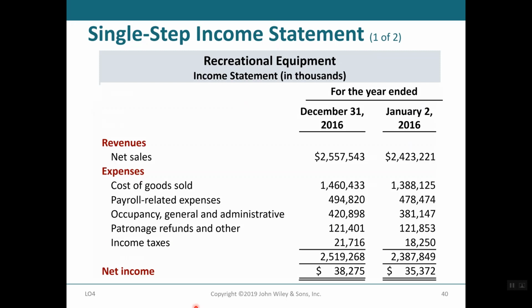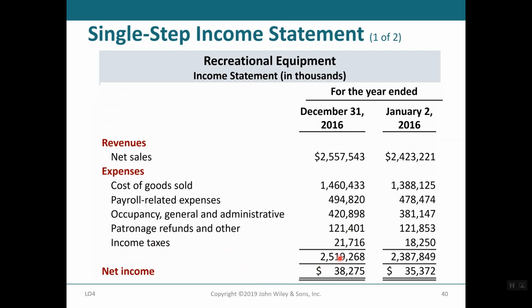All right, so this is an example of a single step. We have our net sales. Remember what our net sales consist of: we have our sales, we deduct our returns and our discounts, and whatever answer we get gives us our net sales. Then we have our expenses in just one category: cost of goods sold, payroll related expenses, occupancy, general administrative expenses, patronage refunds, and others, income taxes.